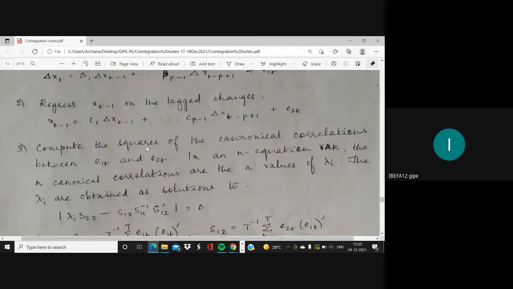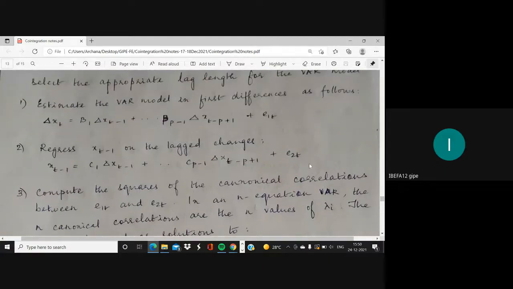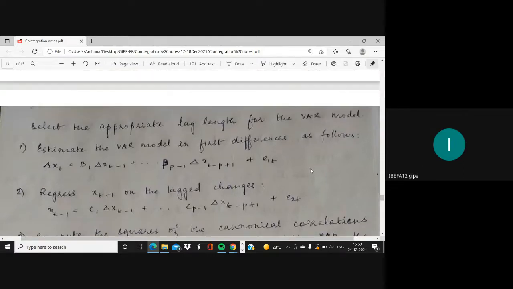So you actually don't have to do all this. The software does it for you, but just to help you understand what is the method that Johansen employed, we are discussing it. Now, in an n equation VAR, you'll find that there are n canonical correlations and there are n values of lambda i. So there are n characteristic roots, since your pi matrix for this n variable VAR model, you will have again a pi matrix. Remember, this is only for the Johansen test, all these steps that we are discussing.